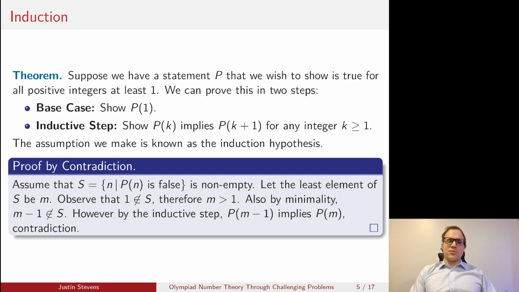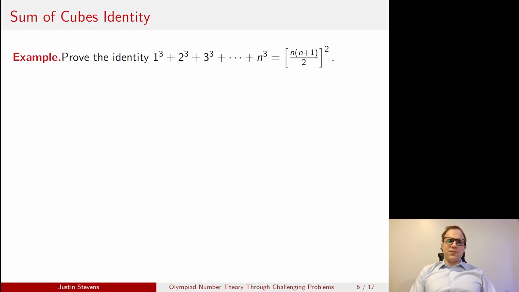So now let's look at that promised example. For this example, I want to prove the identity that the sum of the first n cubes is equal to n times n plus 1 divided by 2, squared. This might be a surprising identity for some of you that have not seen this one before, but it's actually a very useful identity that shows up all the time on mathematical contests and beyond.